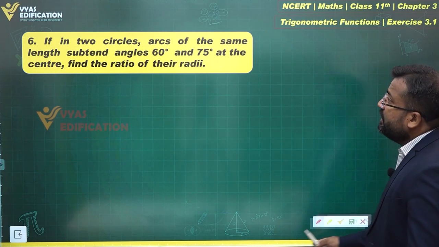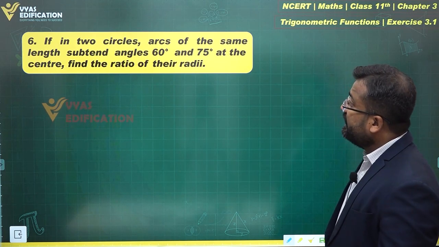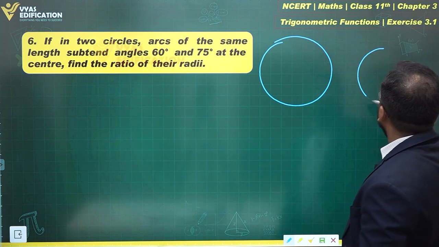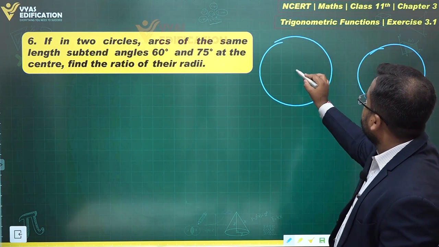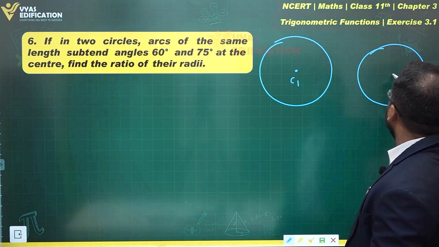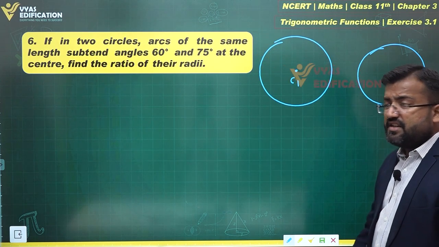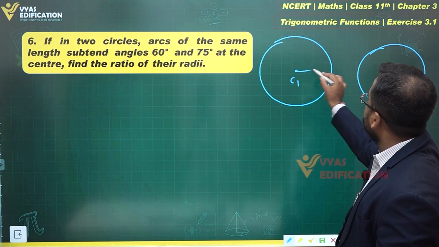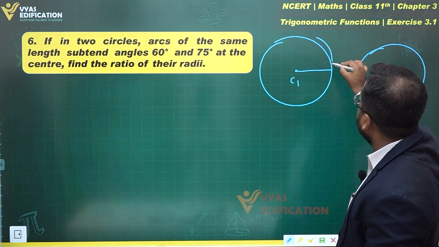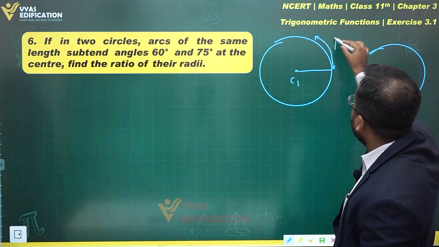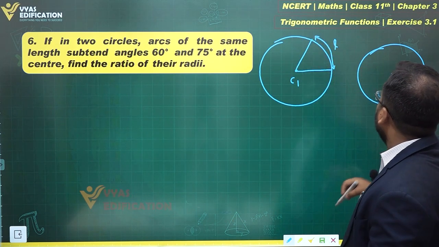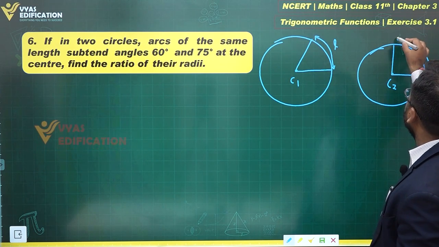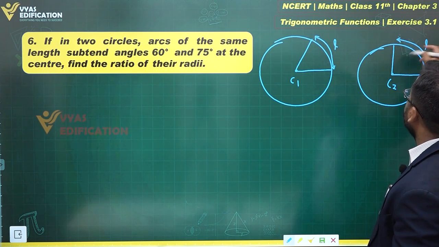Let's try and draw the two circles first and then compare. There are two circles. Okay, this is one circle. This is another circle, let's say, right? This is center C1. This is center C2. Arcs of the same length. Okay, so you have an arc length, this L. And you have same arc length over here also. This is suppose L, same length over here.